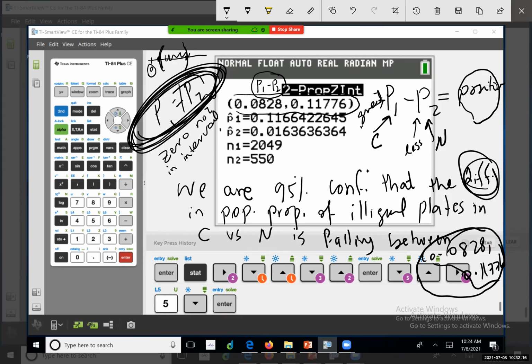Okay. Yeah. 0 is not in the interval, so it guarantees that P1 and P2 are always different. So that guarantees that they are different. And that's supporting our claim that the proportion of illegal cars in New York and Connecticut are different. Any other questions?